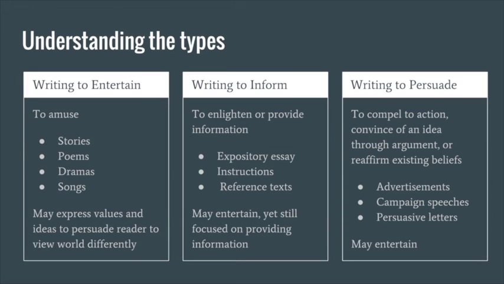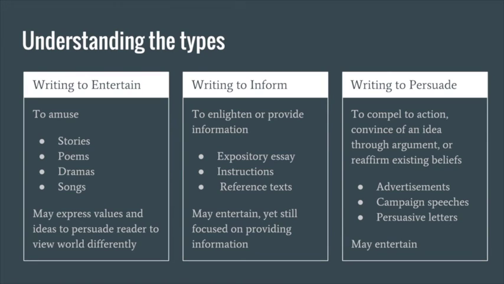The next one being writing to inform. The primary purpose of this one is to enlighten the reader or provide the reader with information about some sort of topic. Examples of this would be expository essays, articles, instructions or directions, and encyclopedias and other reference texts. Once again, it's possible that these could entertain, but no matter what, the underlying purpose is to try and inform the readers.